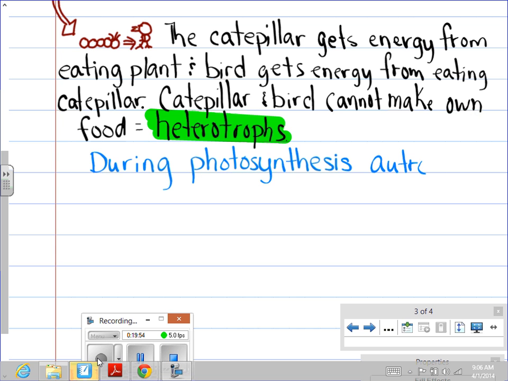Autotrophs. What's an autotroph again? I spelled that wrong. Hold on. Let me spell it right. An autotroph is something that can or cannot make its own food? Can. Look at your notes. You highlighted. So an autotroph uses the sun's energy. We know that already, correct?